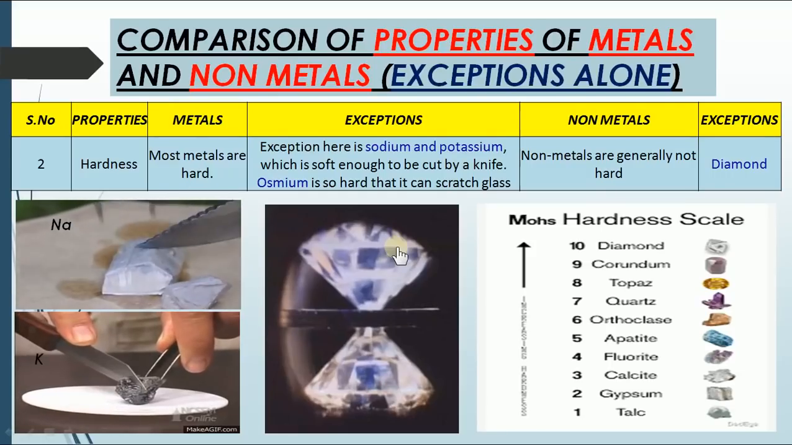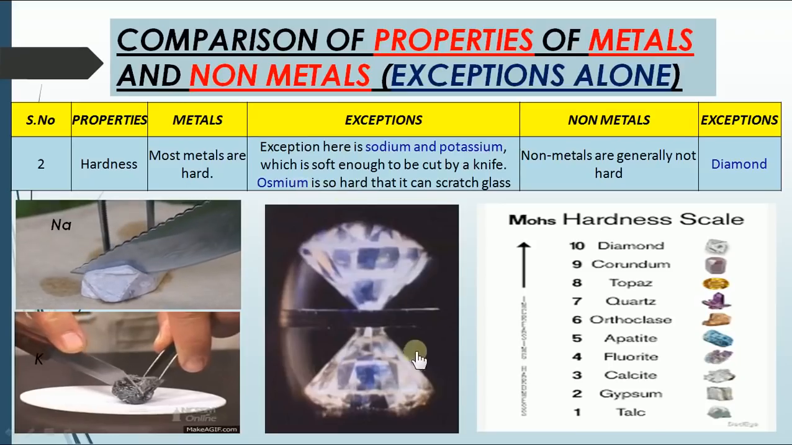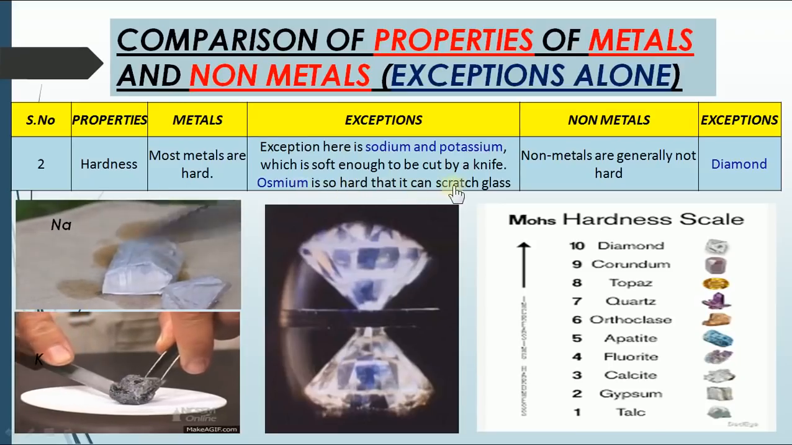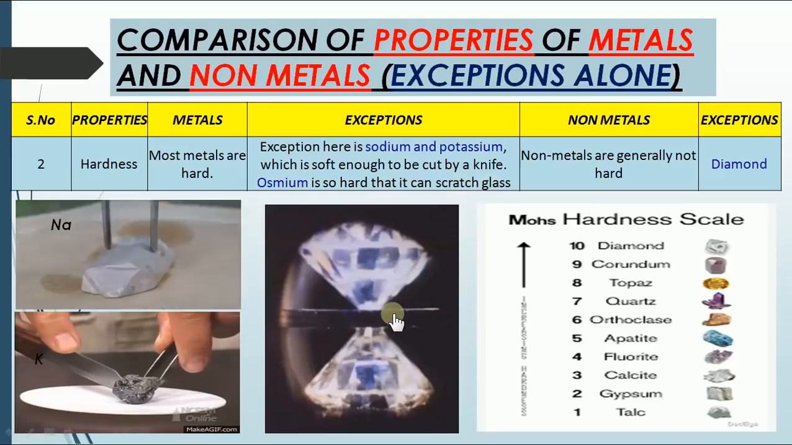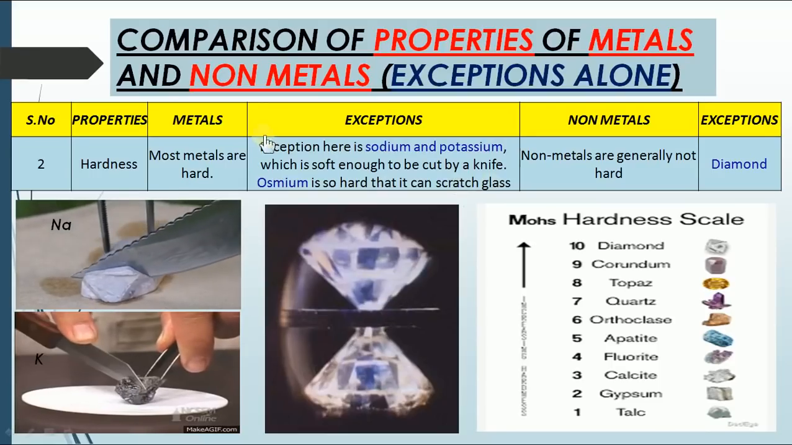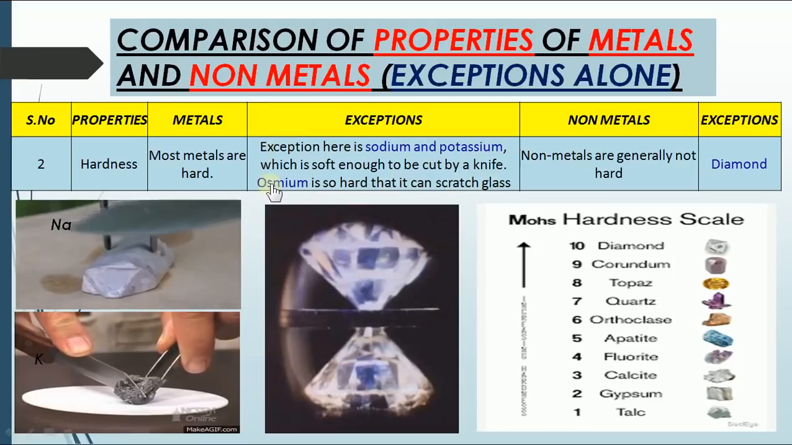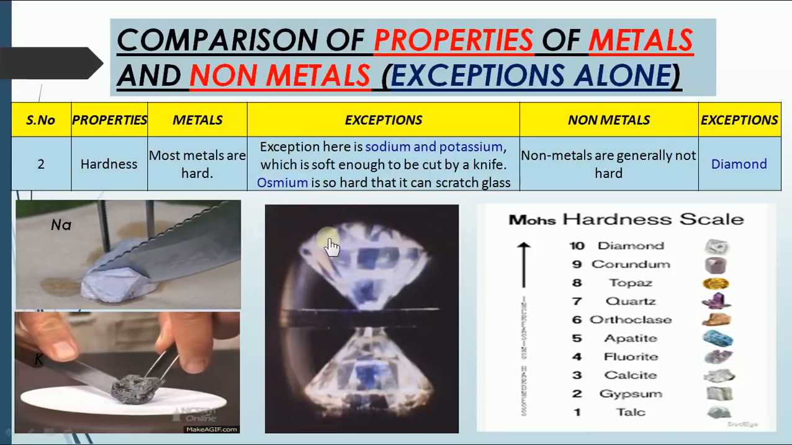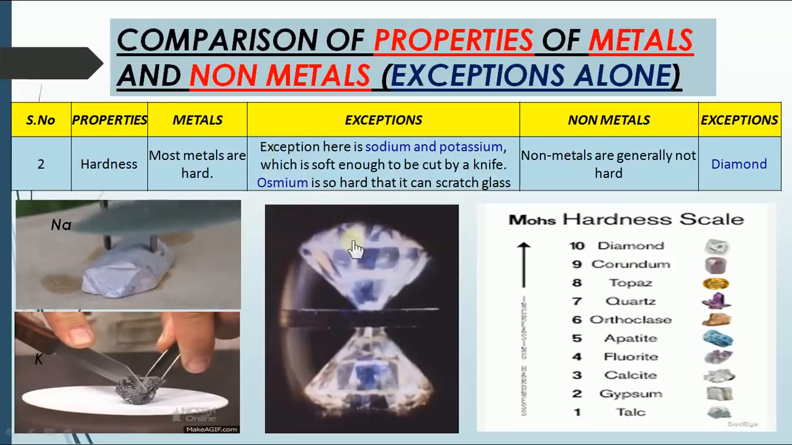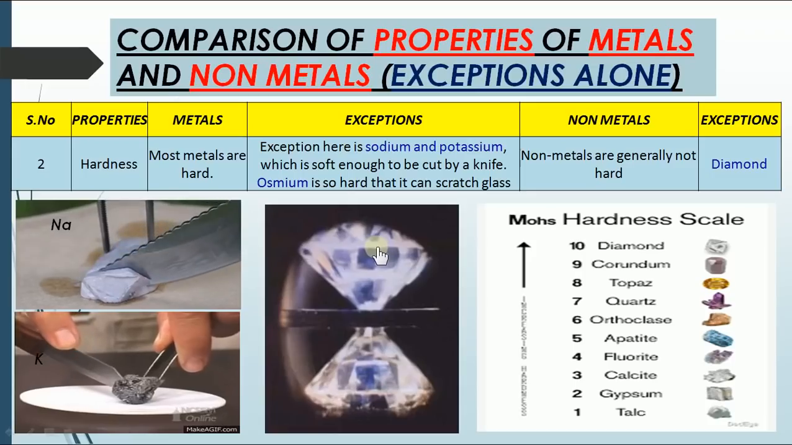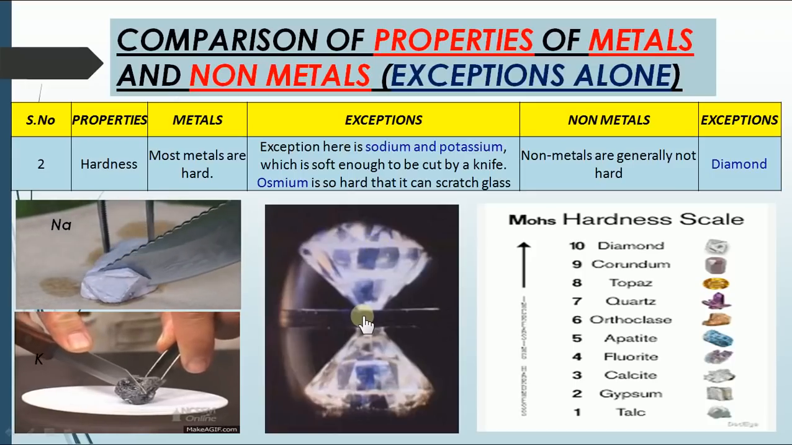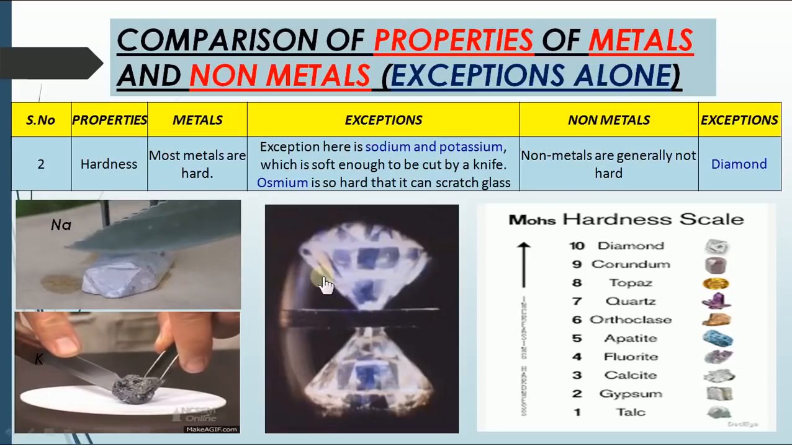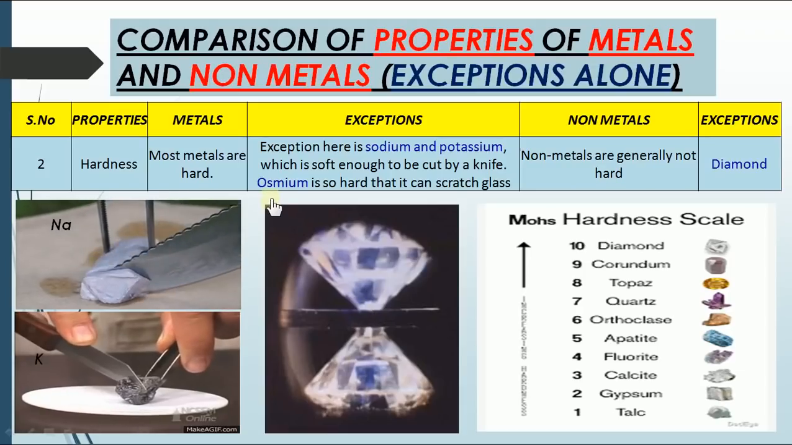And then the next one, osmium. Osmium is so hard that it can scratch glass. Very important: one of the experiments shows that osmium is harder than diamond. So it has more hardness, and we can use it instead of diamond. It's very hard even when compared to diamond.